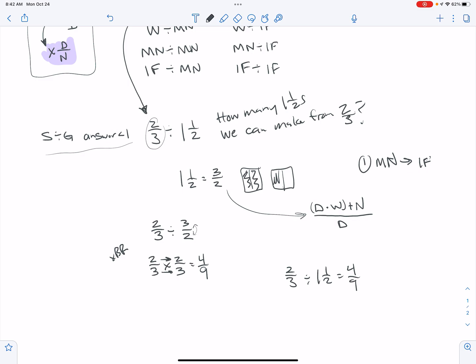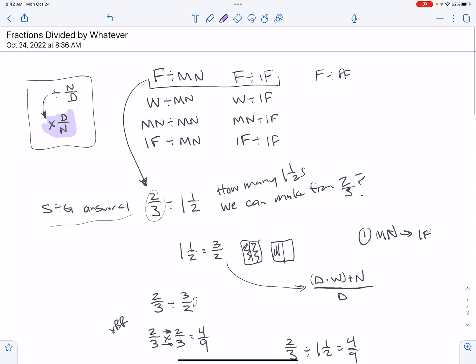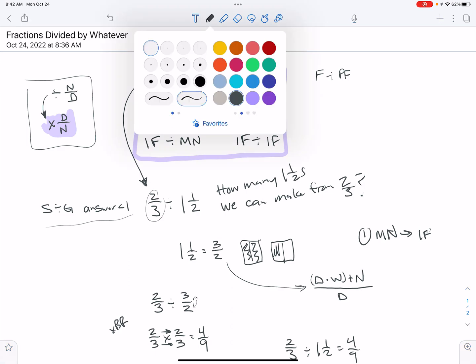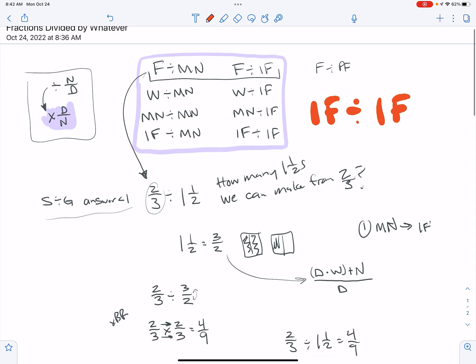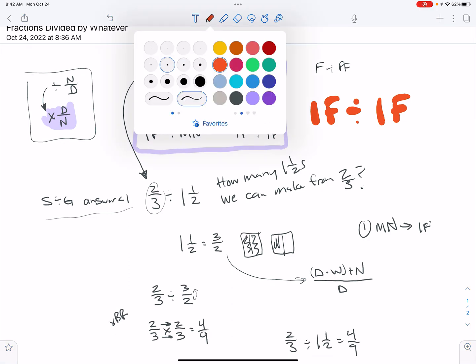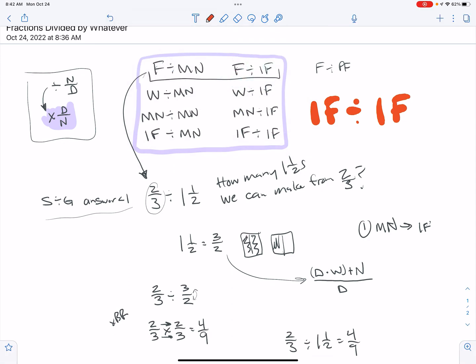And for all of the rest of these, any of these options, if you have something, your goal is to do whatever you can, and I'm going to write this in orange with a big thick pen, you need to make it an improper fraction divided by an improper fraction. Because once you have two fractions, then you are able to multiply by the reciprocal and be done with it.